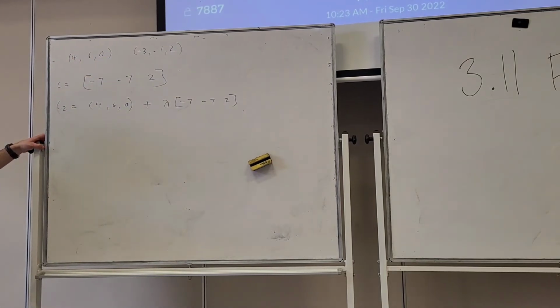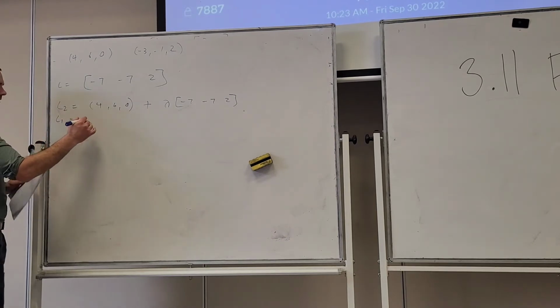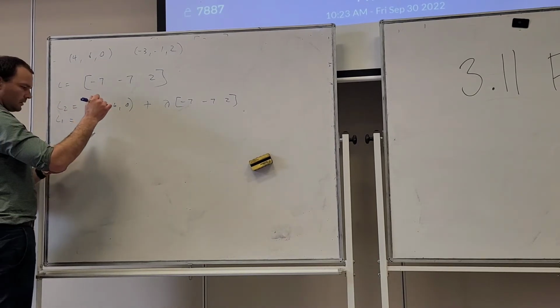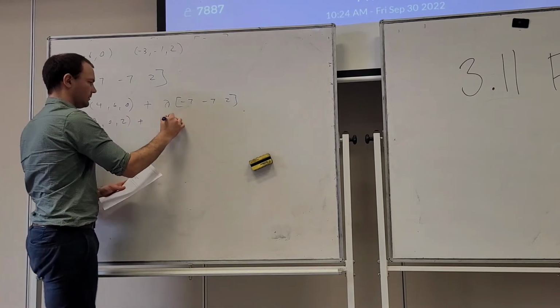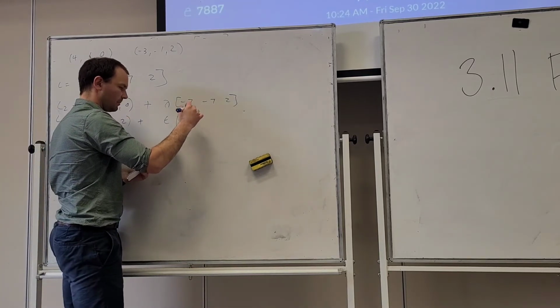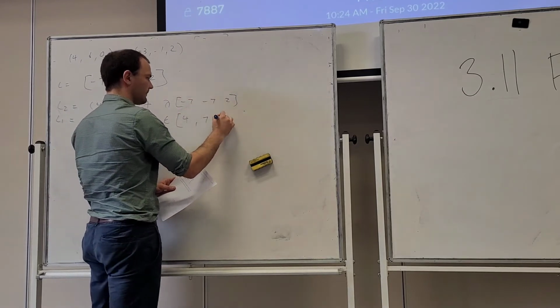So we have the equation of line 2, and we have the equation of line 1. I'm going to write that up underneath it, which is (3, 0, 2), and then plus the parameter t, multiplied by the direction (4, 7, 3).